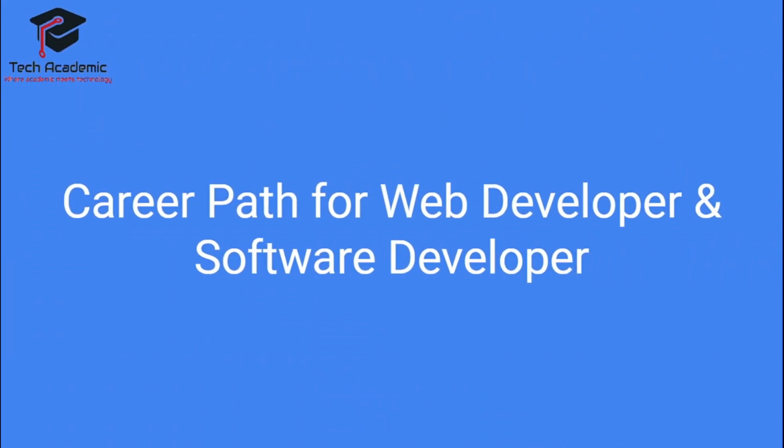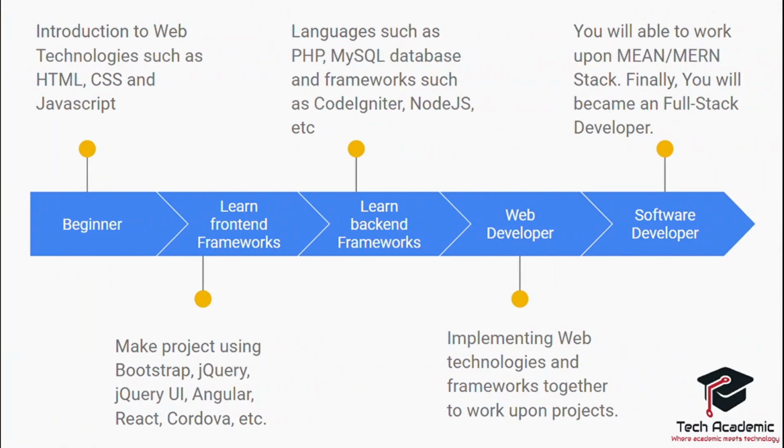Now we will look into the career path for a web developer, or how you will become a good software developer in the field of web development. There are five steps you need to follow to be a good software developer. As a beginner, you must have knowledge of web technologies such as HTML, CSS, and JavaScript, so that you are able to create static web pages.